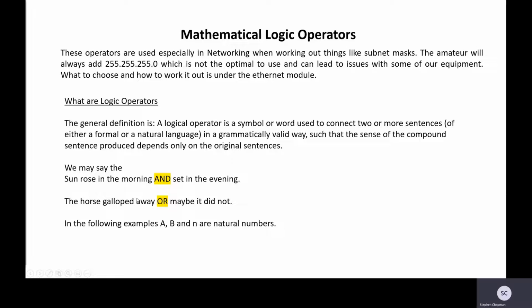We say the horse galloped away, or maybe it did not. So either it galloped away or it didn't. One side of that is going to be true. And for the OR, we need only one side to be true for the statement to be true. So it either galloped away or it didn't. That makes a true statement. The third one, which we don't really use that much, but we will go across it, is XOR, which is exclusive OR.